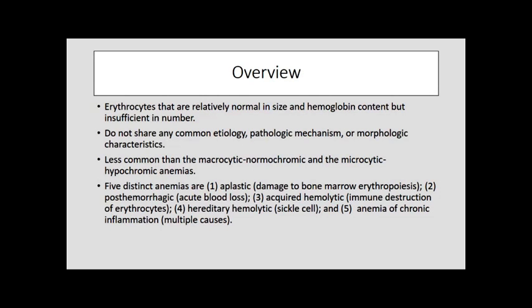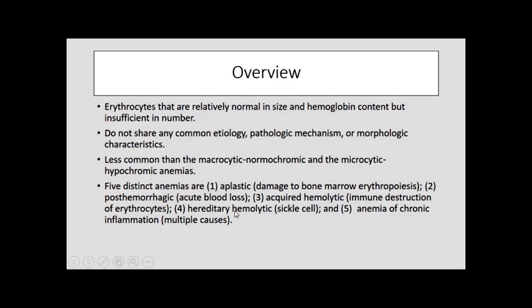Well, now we have to go to the normocytic, normochromic anemias. They have a normal size and a normal amount of hemoglobin. Here we have normal erythrocytes with normal hemoglobin content, but the cells are low in number. There are many diseases. Of course, they don't share a common etiology or mechanism. They are less common than the macrocytic normochromic and the microcytic hypochromic anemias.